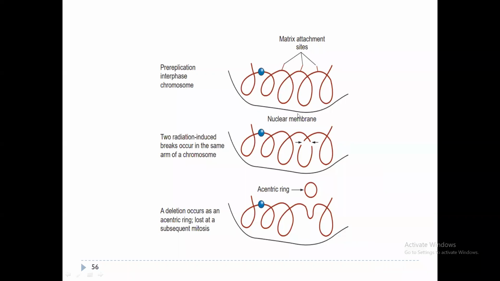This is the matrix site, this is the nuclear membrane. Two radiation induced breaks occur in the same arm of the chromosome. Then this portion joins and forms an acentric ring, and this portion is removed. So a deletion occurs, and the acentric ring is lost at the subsequent mitosis. Suppose this region contains a tumor suppressor gene. Then after the loss of this tumor suppressor gene, there will be carcinogenesis.